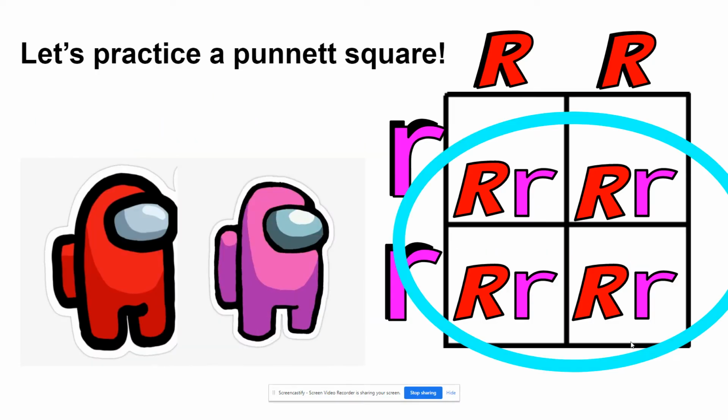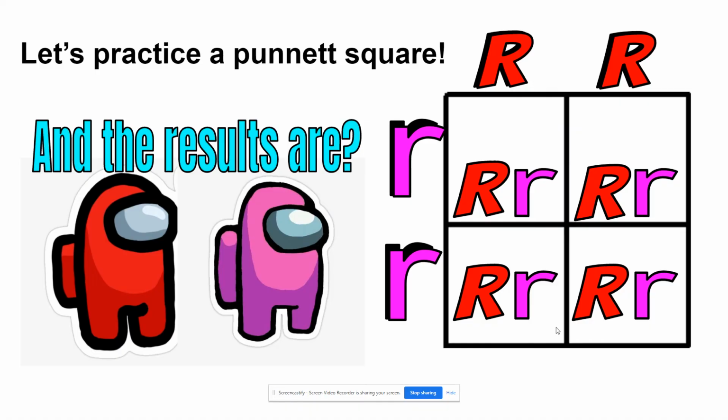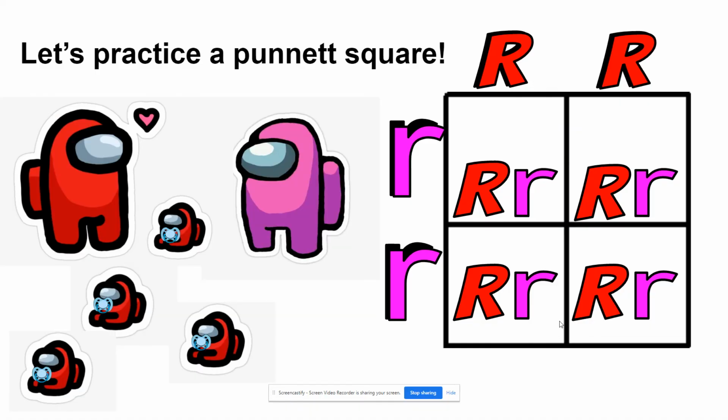Now, what does that mean? We know that no matter what, when a dominant trait is present, that trait will always overpower the recessive trait. We have a big R present in each one of the offspring, which means here are the results: 4 cute little red baby crewmates. The pink trait did not come through. We only have 4 red ones.